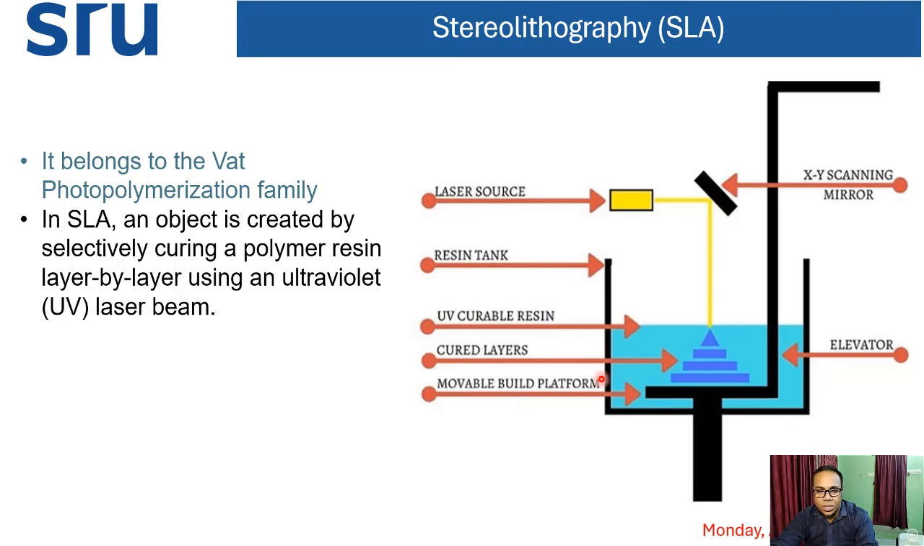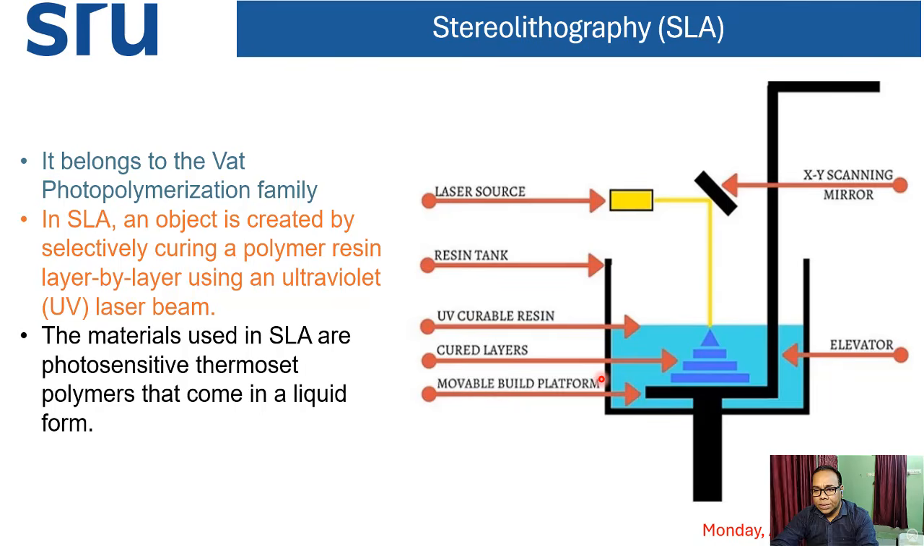In this process, similar to other 3D printing processes, the object is created by selectively curing photopolymer resin layer upon layer using an ultraviolet laser beam. Here the laser beam is used as the UV light. Building takes place, and the materials used in SLA are photosensitive thermoset polymers that come in liquid form.